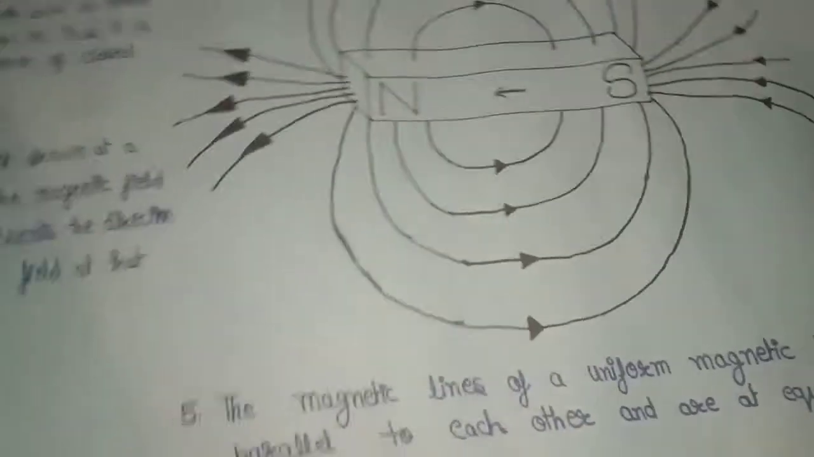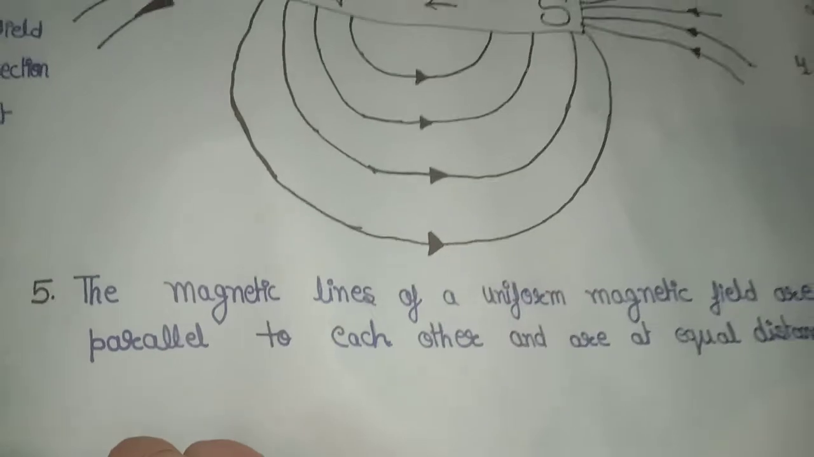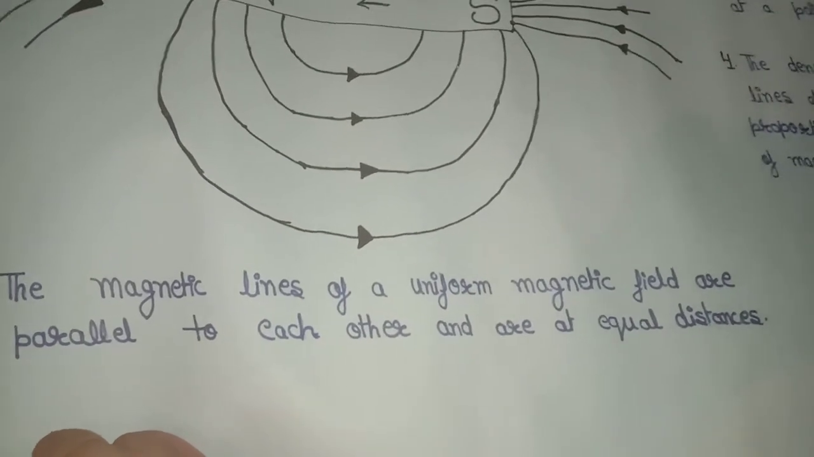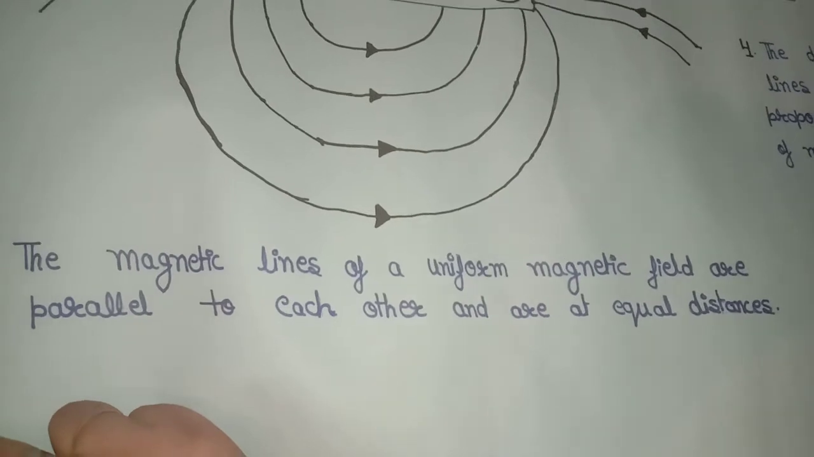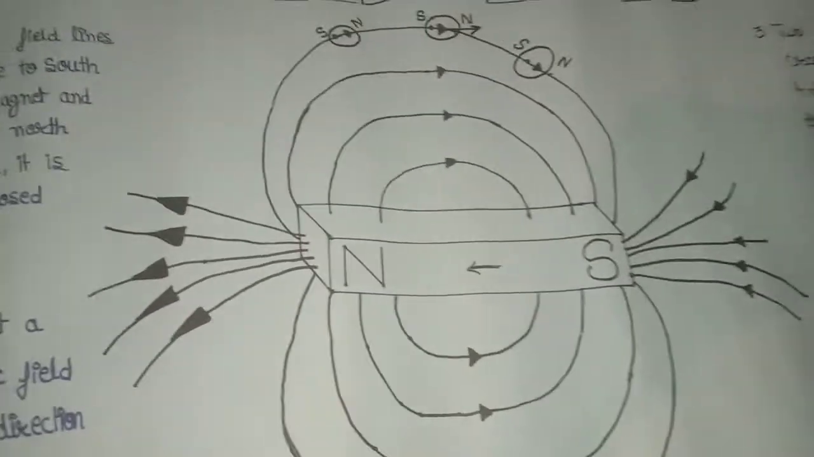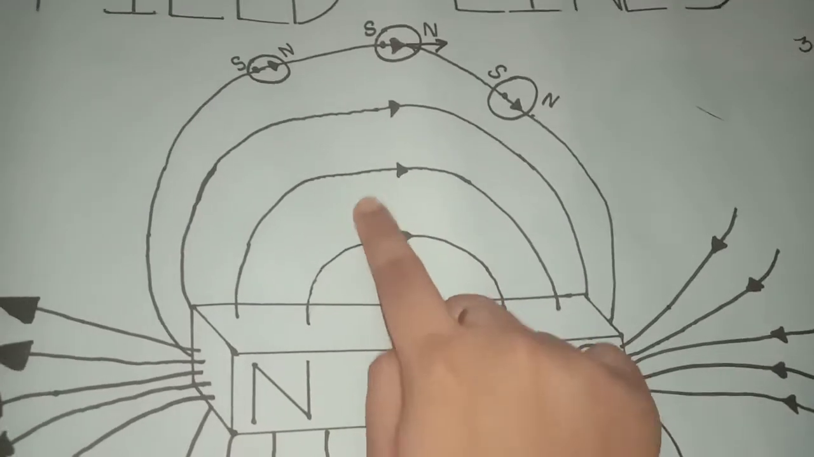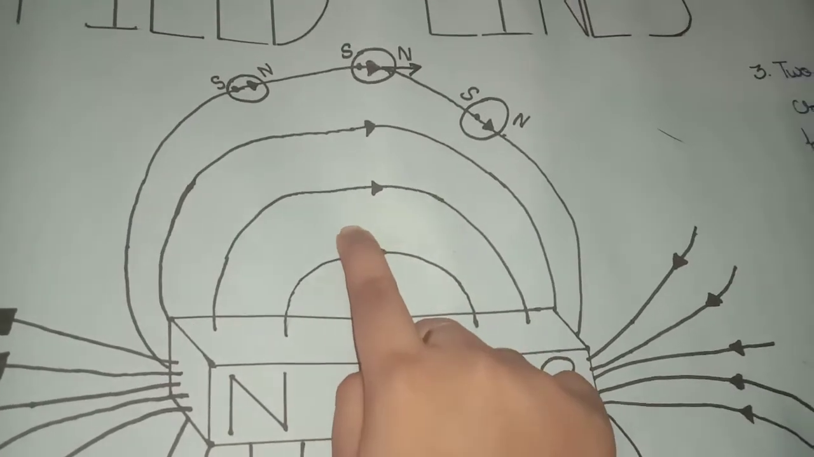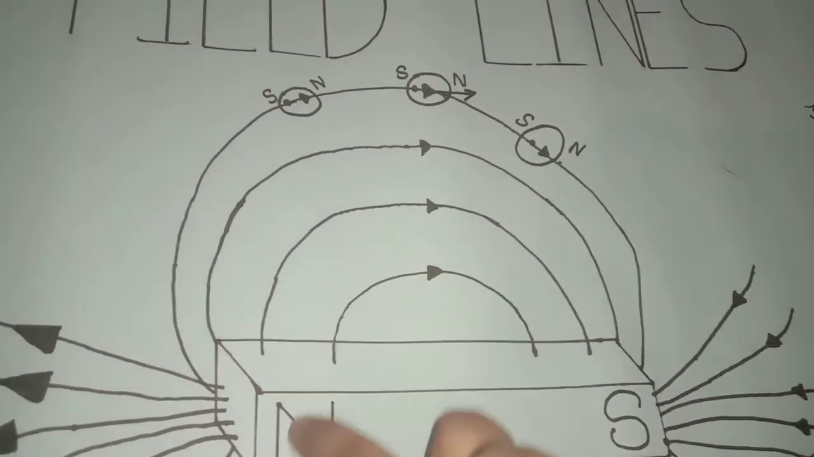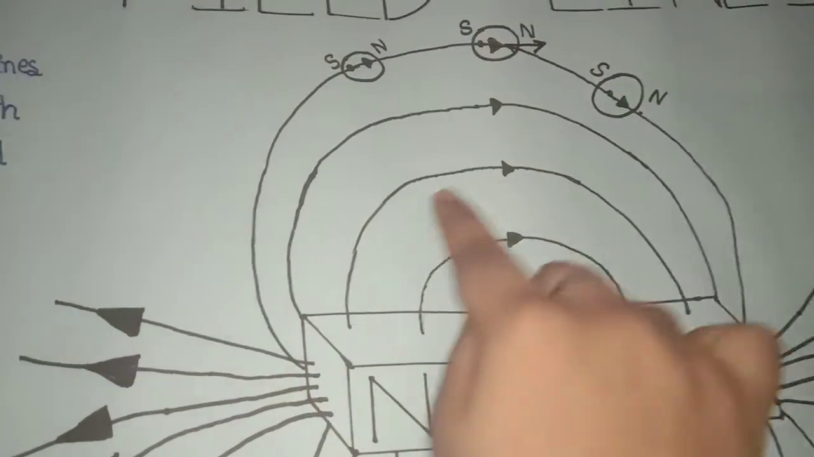Now we have the fifth point, the last point but not the least. The magnetic field lines of a uniform magnetic field are parallel to each other and are at equal distances. This means the lines in a uniform magnetic field are parallel to each other, meaning they have equal distances. They are parallel to each other till the whole of their journey.